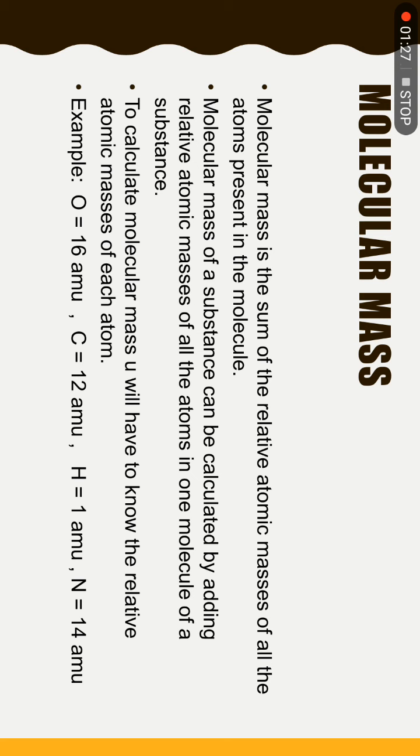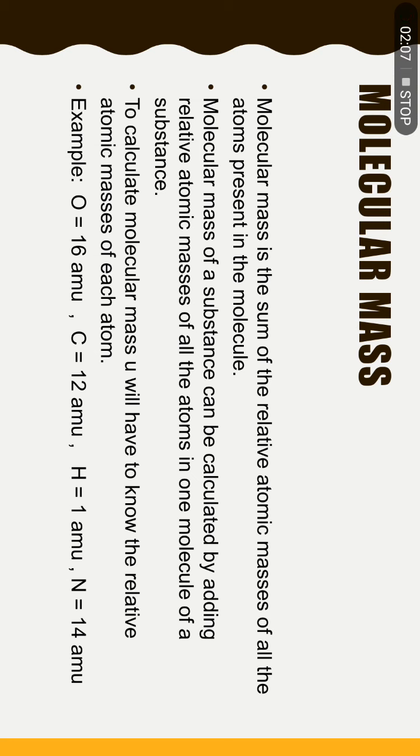To find out the molecular mass, we have to know the relative atomic masses of each and every atom present in the molecule. So the molecular mass of a substance can be calculated by adding the relative atomic masses of all the atoms in one molecule of a substance. If you know the atomic masses of atoms, we can calculate the molecular mass by adding the relative atomic masses of specific atoms.